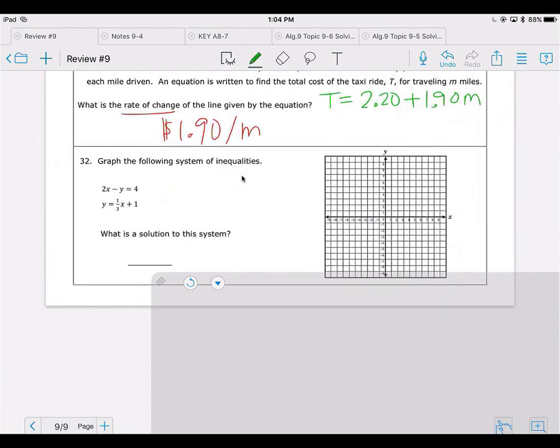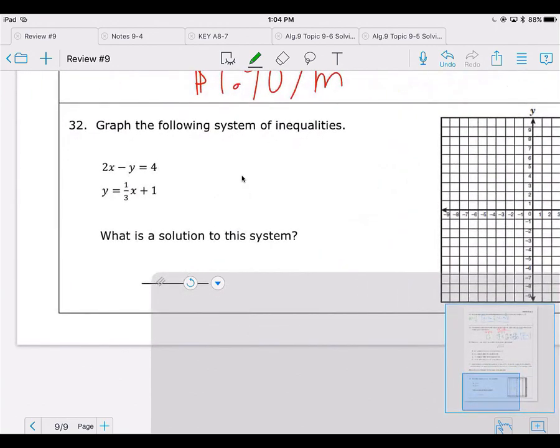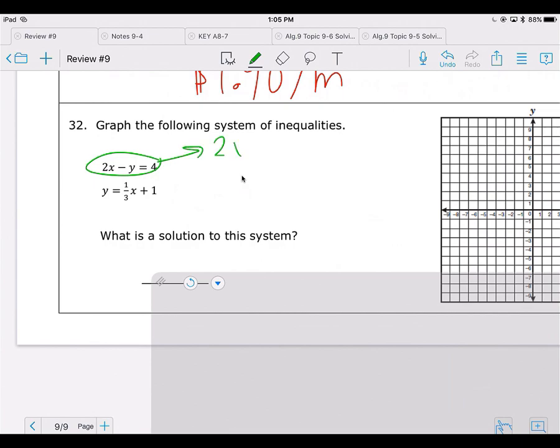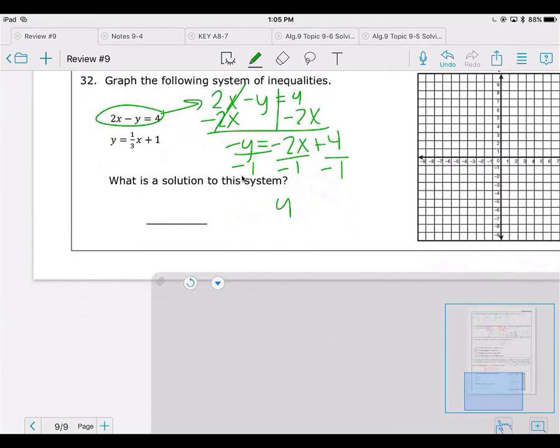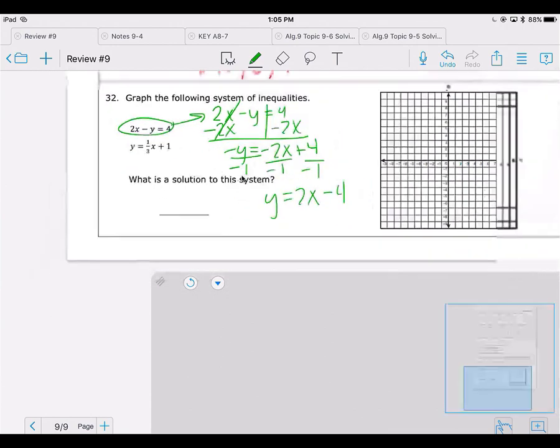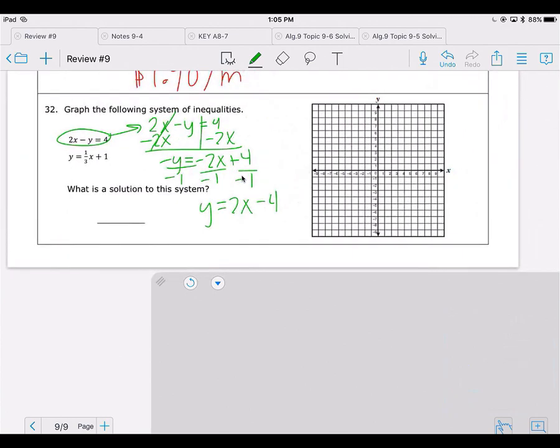32 asked me to finish up by graphing the following system of inequalities. So this top equation, I need to solve for y, so I subtract 2x from both sides. Divide by -1. Y equals 2x minus 4. So I start down at -4, up 2, up 2, up 2. Oh, it's not really an inequality, is it? So I graph it.